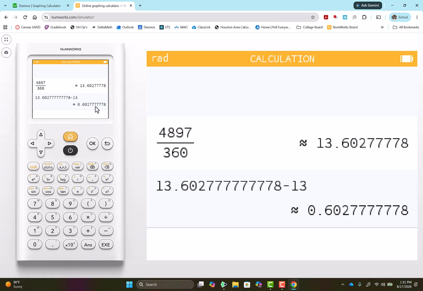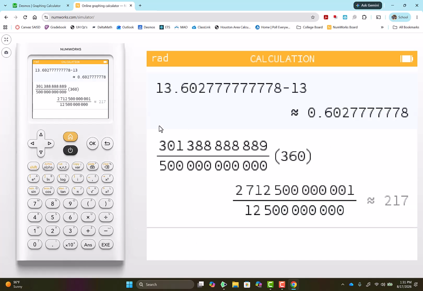So I'm assuming that it's being saved in some type of register. Register is the word they use for memory, at least back then. I don't know. Maybe they changed the words now. I'm going to push times. See how it says ANS? So that's the value that's saved in the register. And I'm going to put times 360. And then look, this one does not have decimals. It just says approximately 217.